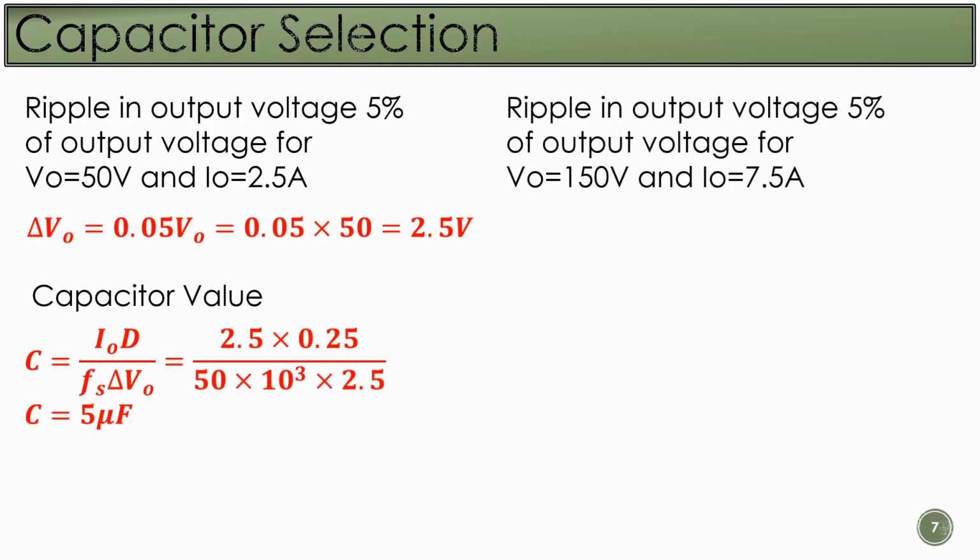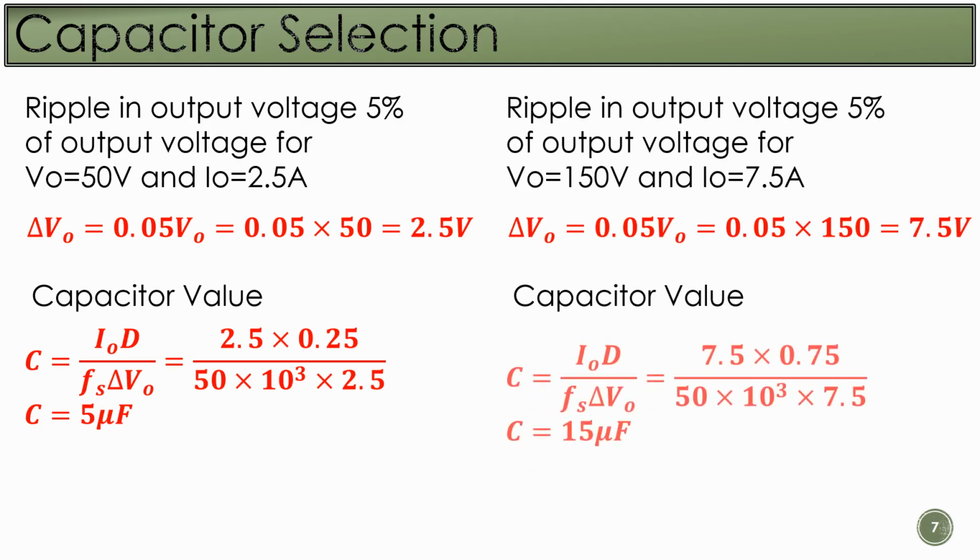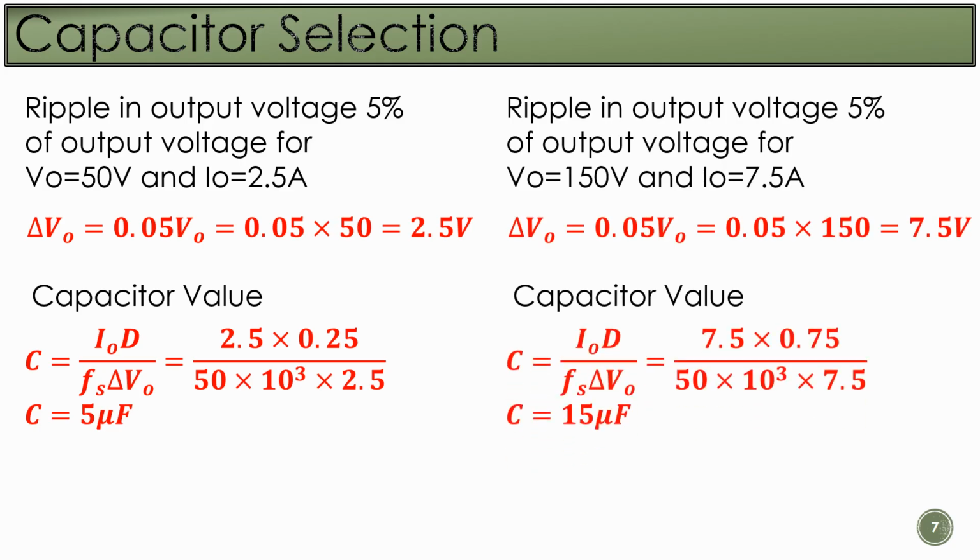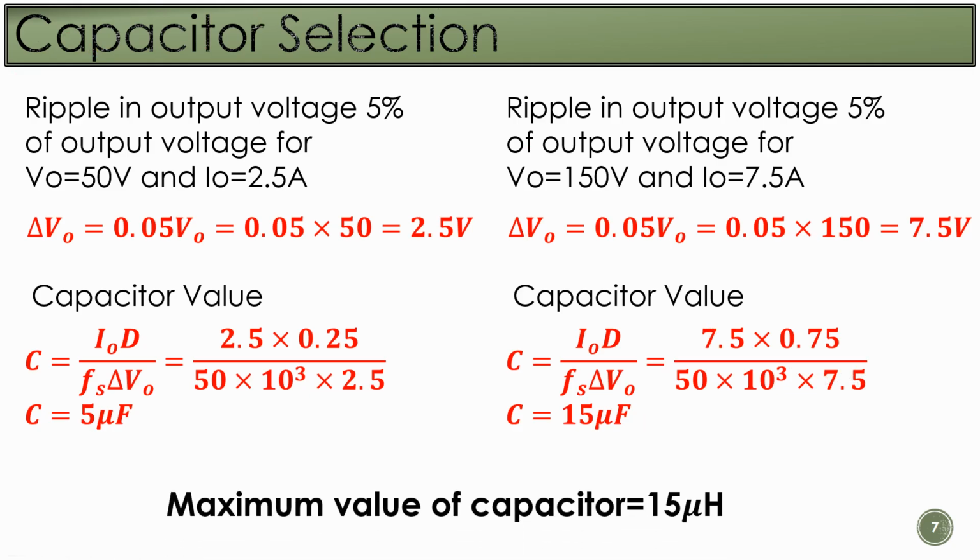Similarly, for output voltage of 150 volt and current of 7.5 ampere, delta V0 is 7.5 volt. If we calculate the capacitor using the same formula, here I0 is equal to 7.5 and delta V0 is equal to 7.5, it comes to 15 microfarad. So the maximum value of the capacitor is 15 microfarad. We have to choose the maximum value of capacitor to keep the variation within the limit, so the ripple is within the limit of 5%. So we have selected the inductor, we have selected the capacitor.